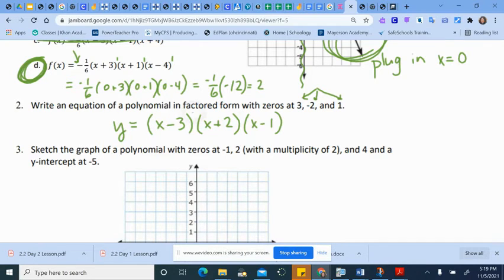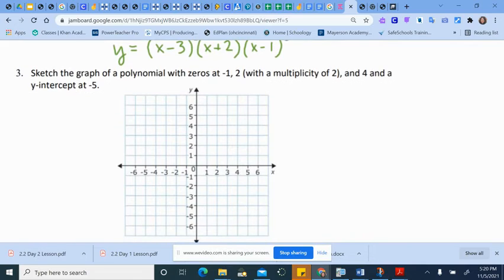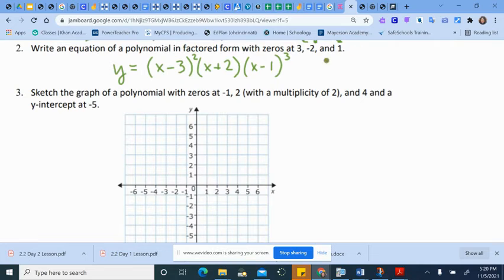Or you could say, I don't know, this could be squared and this could be cubed. They don't tell us the exponents. They didn't say anything about multiplicity. So I can put any exponent on those 3 that I want. Any exponent that you want, you get to pick. But I have to make sure that I've got those written in there, the factored form of those 3 roots.